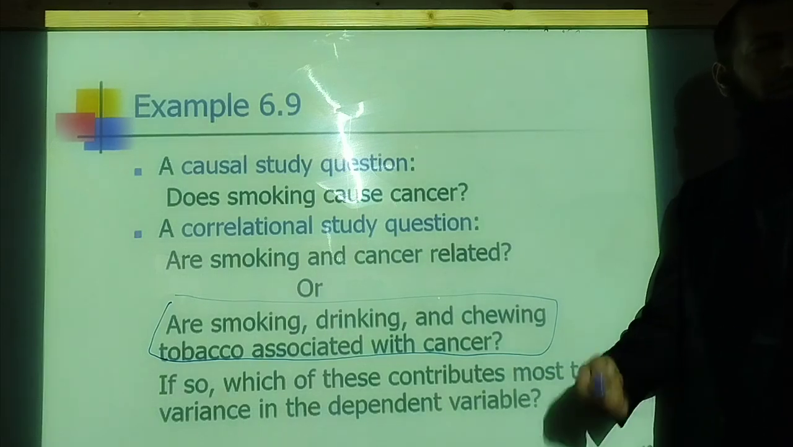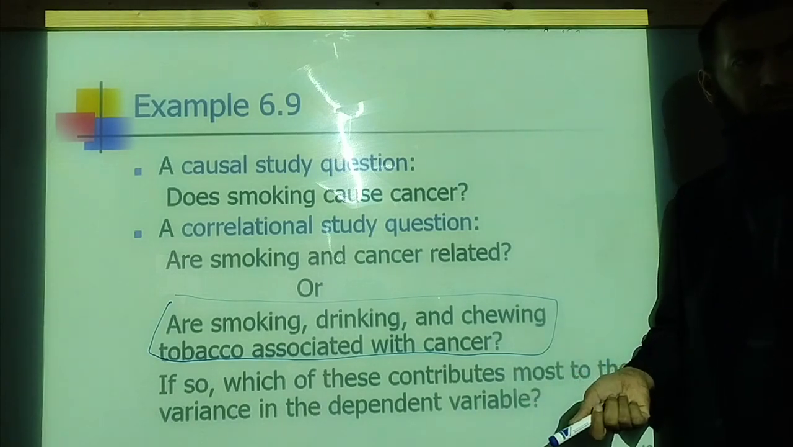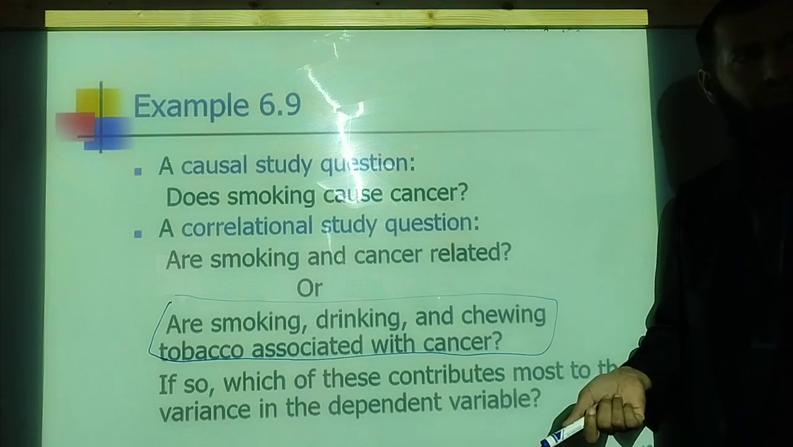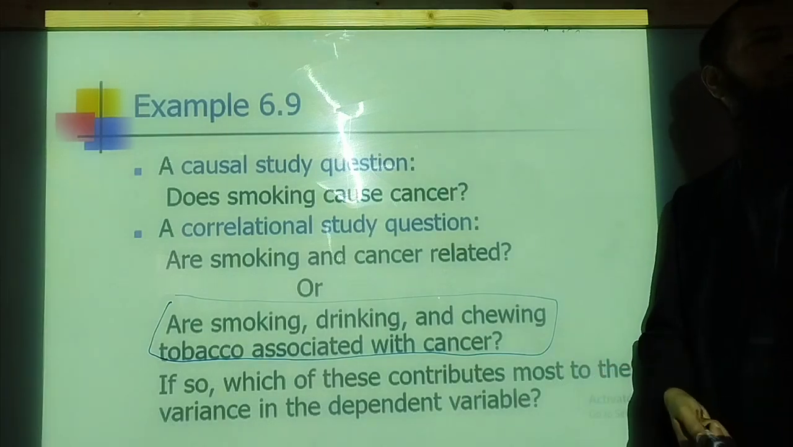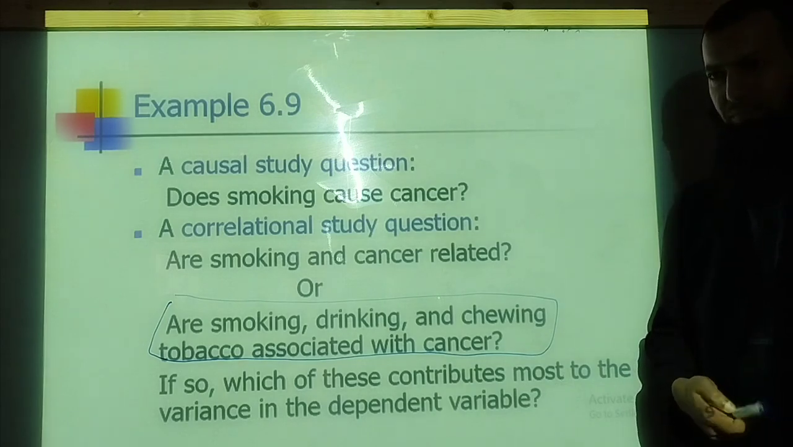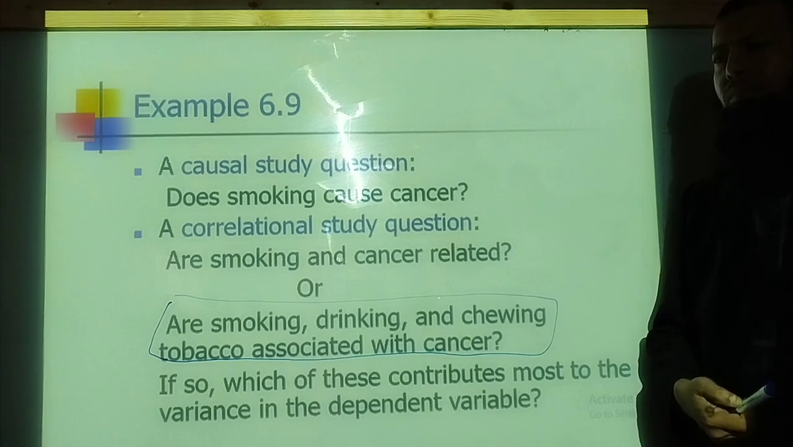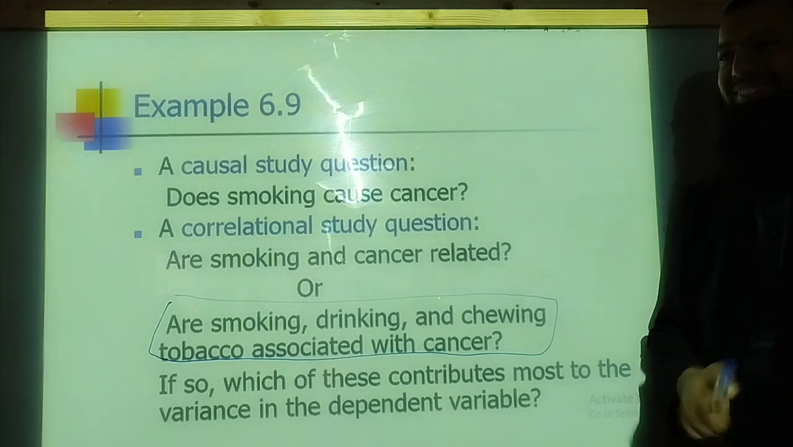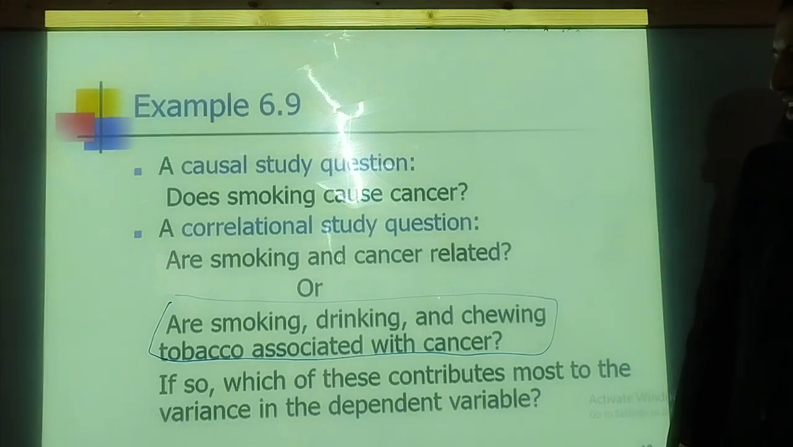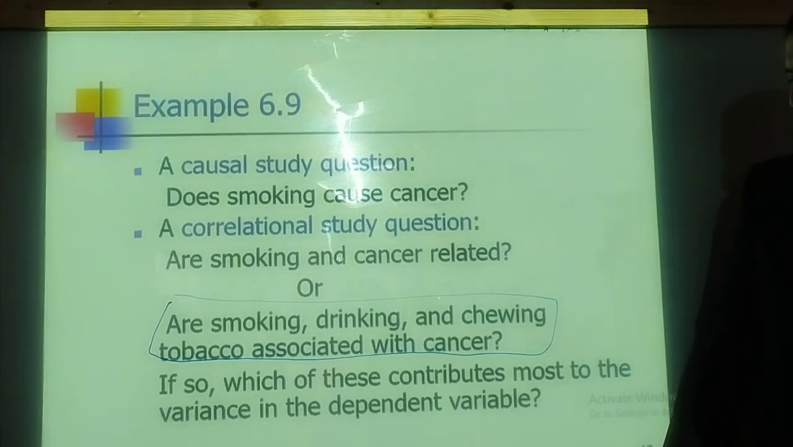So when there is a relationship, the relationship has to be tested in a causal way only. Why? Actually, smoking, drinking, and chewing is one of the causes. It's not the main cause. That's why it's causal. Yes, that's right. We can't say smoking, drinking, and chewing tobacco is the main cause.